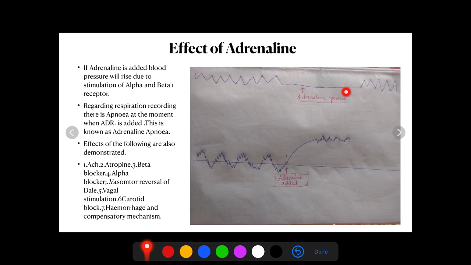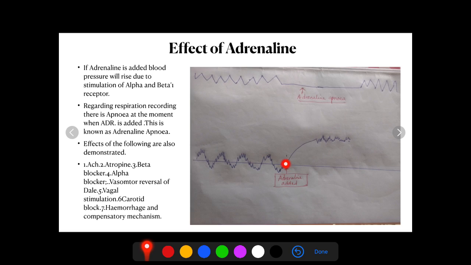The cause of this adrenaline apnea is that when adrenaline is introduced, there will be stimulation of the vasomotor center, and this stimulatory wave will go to the nearby respiratory center also. But this acts as inhibitory to the respiratory center. That means it is having an inhibitory effect on the respiratory center. So the respiration will stop. That's why this is known as the adrenaline apnea.